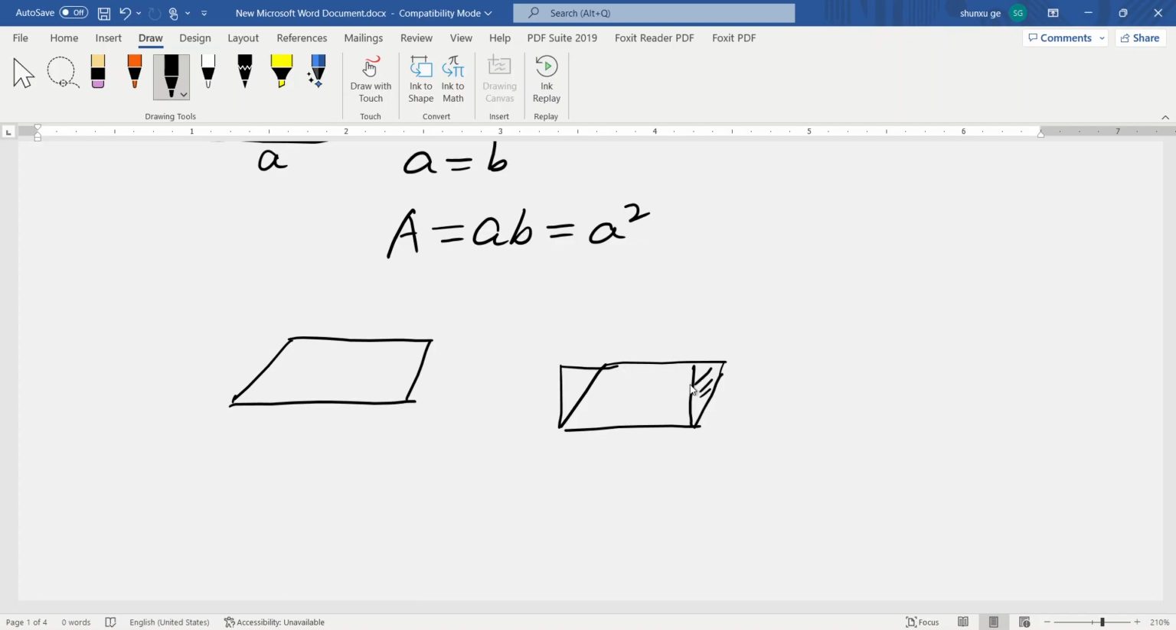Okay, you can cut this piece. Move to here. These two parts are the same. This is because here is a parallelogram, so this side is the same as this side, and this part is the same as this one. So this part is also the same as this part.